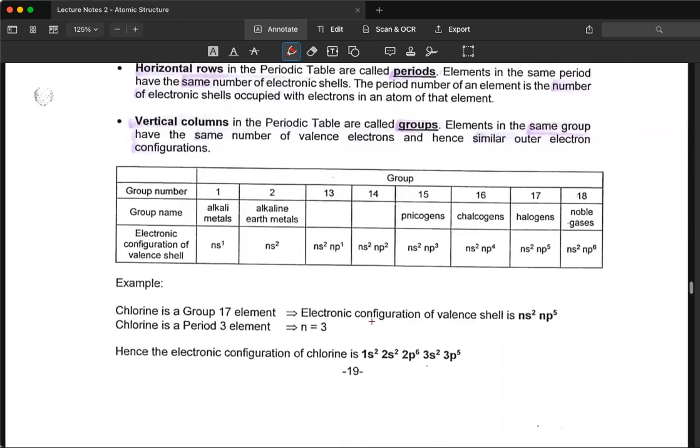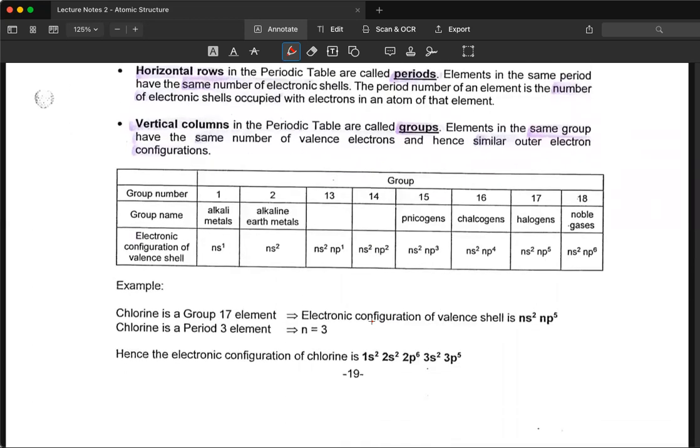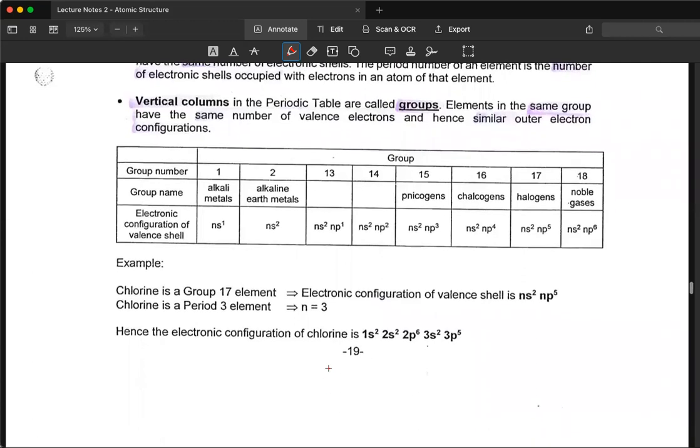Okay? Now, because chlorine is a group 17 element, its electronic configuration of the valence shell will be ns2 np5, where n refers to the principal quantum number. And because chlorine is a period 3 element, n equals 3. All right. So n is related to the period the element is in. So this is the electronic configuration of chlorine.